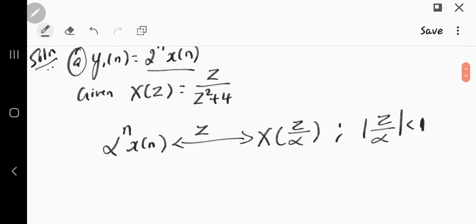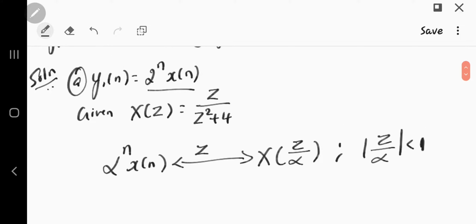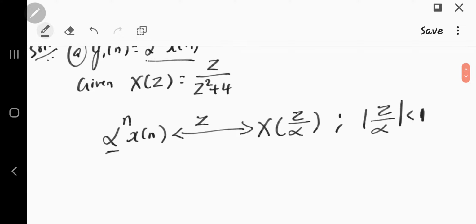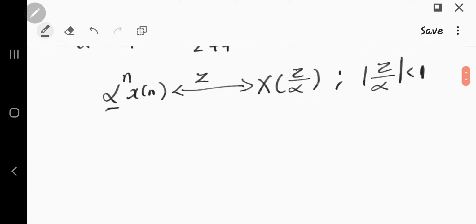Now if you look at the signal, we have 2 to the power of n into x of n. That means in place of alpha we have 2 here. So all you have to do to get y1 of z is replace x of z with x of z by alpha. In this case alpha is 2, that means x of z by 2. If you replace z with z by 2 in x of z, you will get the Z transform of y1 of z. So that is the solution for this.